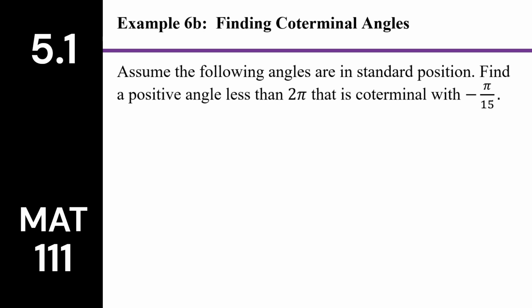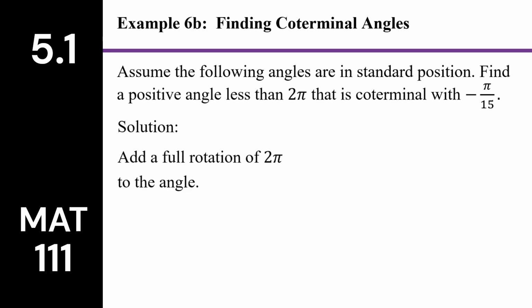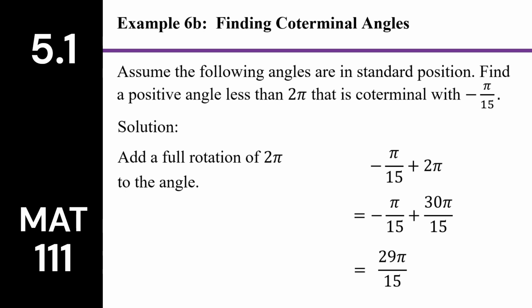Example 6b, we have a negative angle in radian measure, so we're going to have to add a full rotation of 2 pi. Our negative pi over 15 plus 2 pi, we rewrite that with a common denominator, so 2 pi is 30 pi over 15. So then the negative pi over 15 plus 30 pi over 15 gives us 29 pi all over 15.